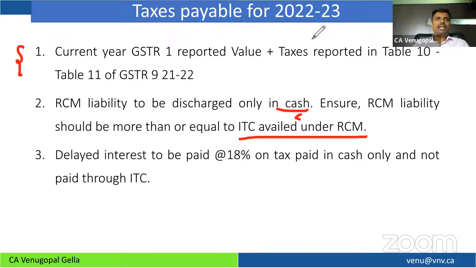In case you have identified that some taxes that you need to pay are short paid and you are paying now, then you have to pay with interest. At what rate? 18% per annum, but computed on a daily basis. Let's say if it is not paid for a period of some 25 days, interest would only be computed for 25 days and not for 1 month.